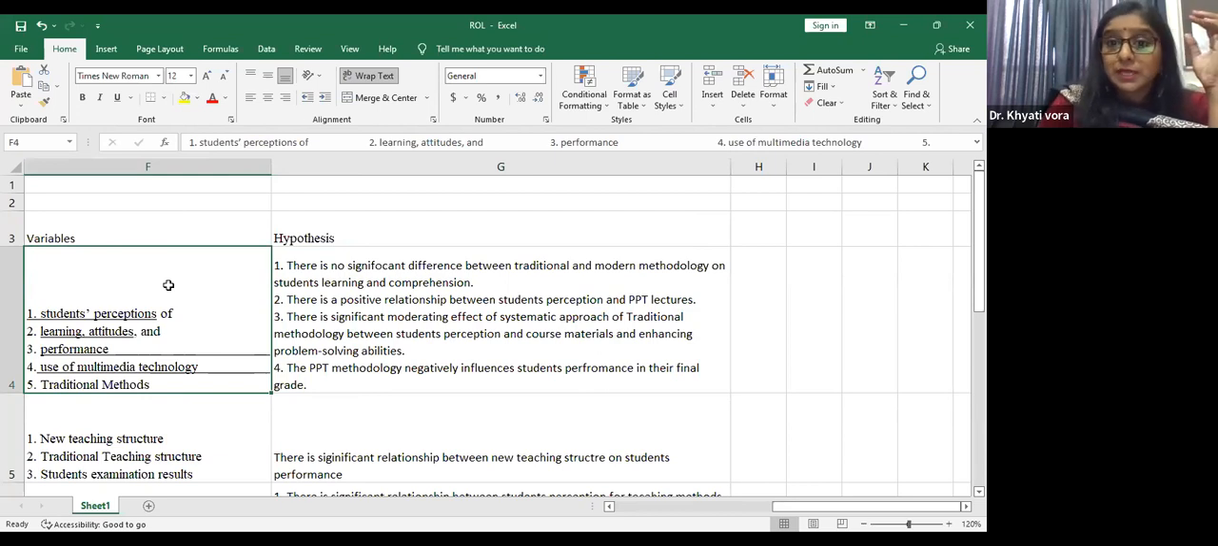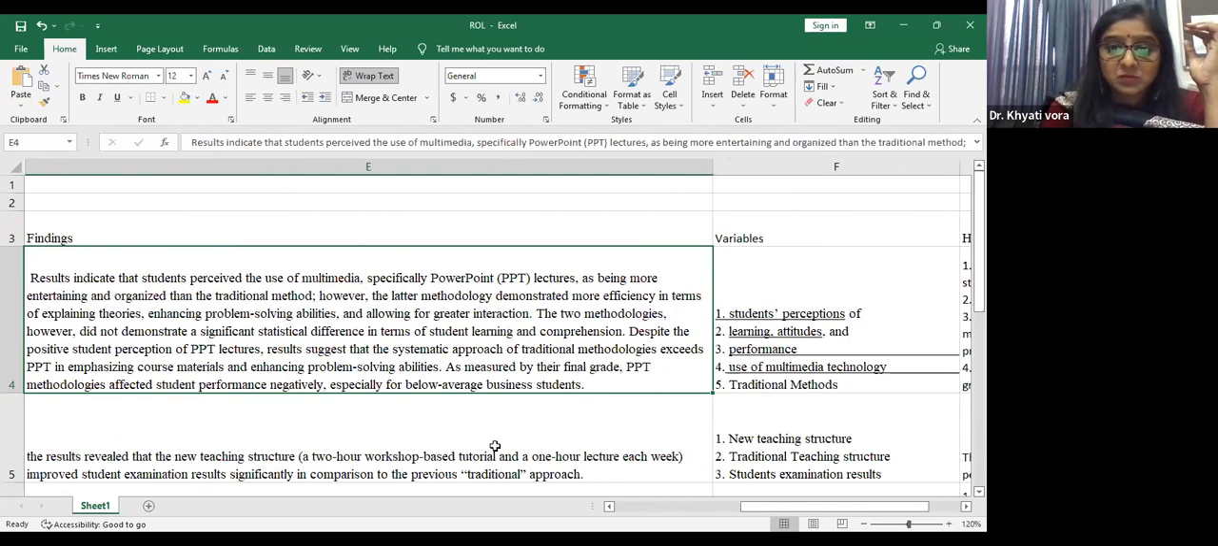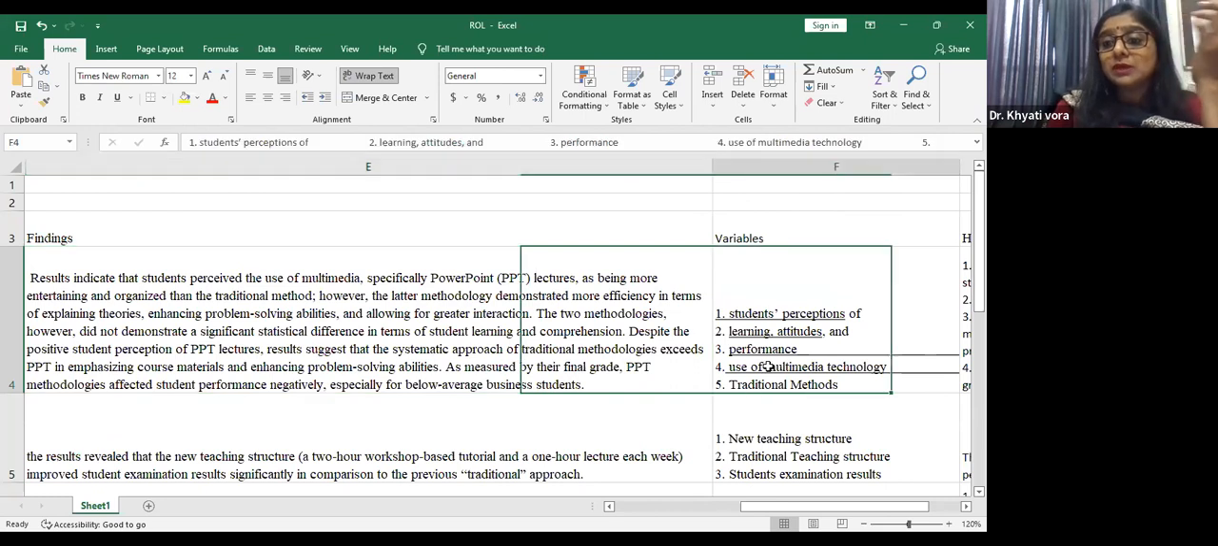Achha, usne ye bhi kuch likha hai. Relationship hai. Correlation always checks whether the relationship is direct or inverse, positive or negative. So here they have mentioned the last findings. As measured by the final grade, PPT methodology affected student performance negatively, especially for lower average business students. So here, look at this.